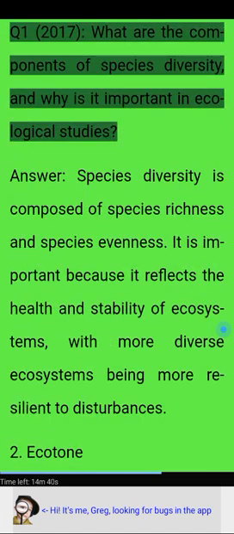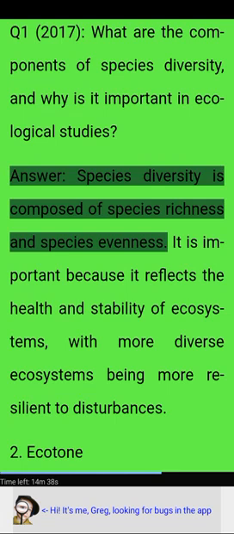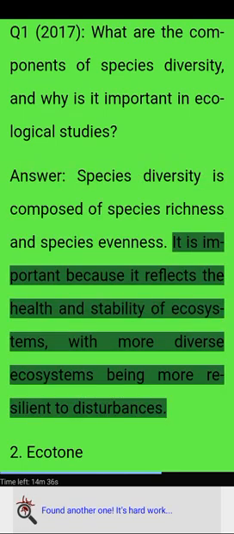Previous year question. Q1 2017. What are the components of species diversity, and why is it important in ecological studies? Answer. Species diversity is composed of species richness and species evenness. It is important because it reflects the health and stability of ecosystems, with more diverse ecosystems being more resilient to disturbances.